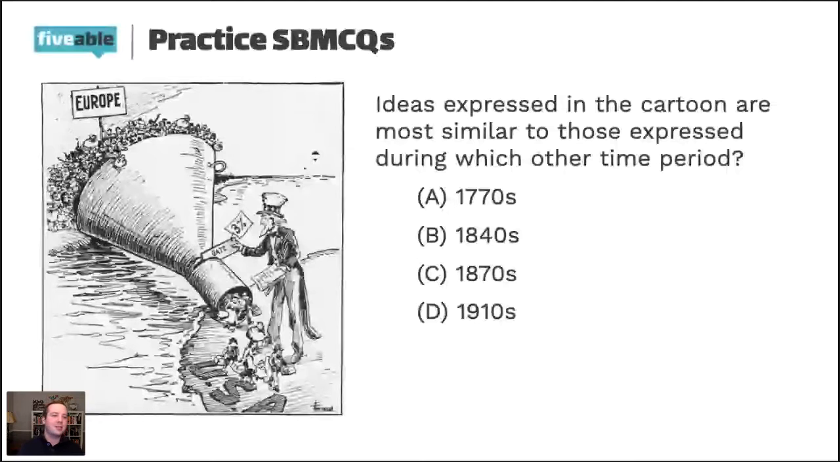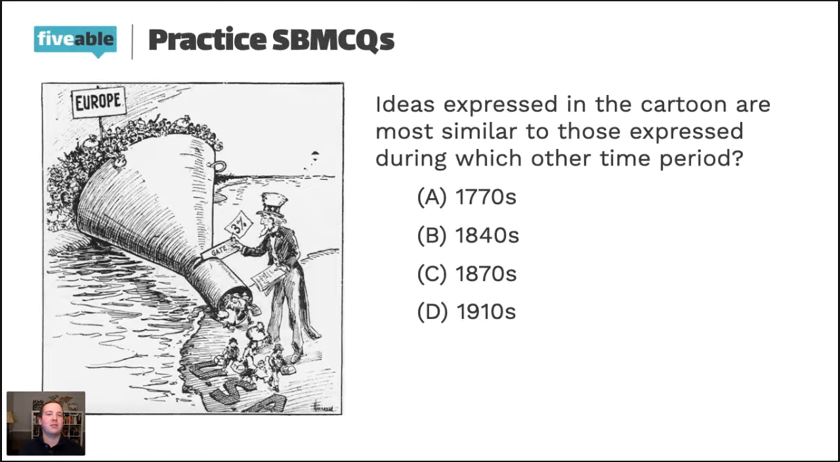So let's eliminate two that no one seems to be talking about. The 1770s, that's the time of the American Revolution. Think 1776, right? Not really a whole lot of controversy over immigrants at the time. The 1910s, some of that. Now, I see what your folks are talking about.